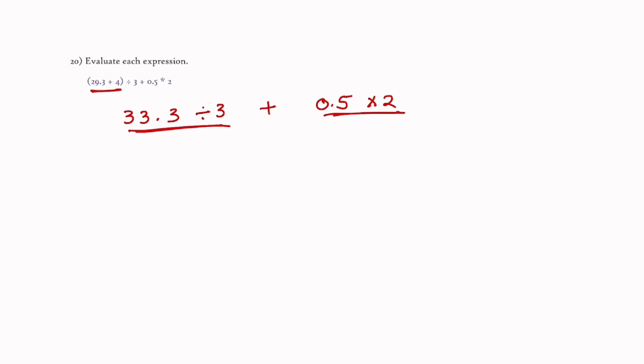33 divided by 3 would be 11. 3 divided by 3 is 1. So that's how I do it mentally. Plus, if it was 5, 5 times 2 would be 10. And we have one decimal here. So where do we put our decimal point? Here, which is 12.1 because we are adding 1 to 11.1.